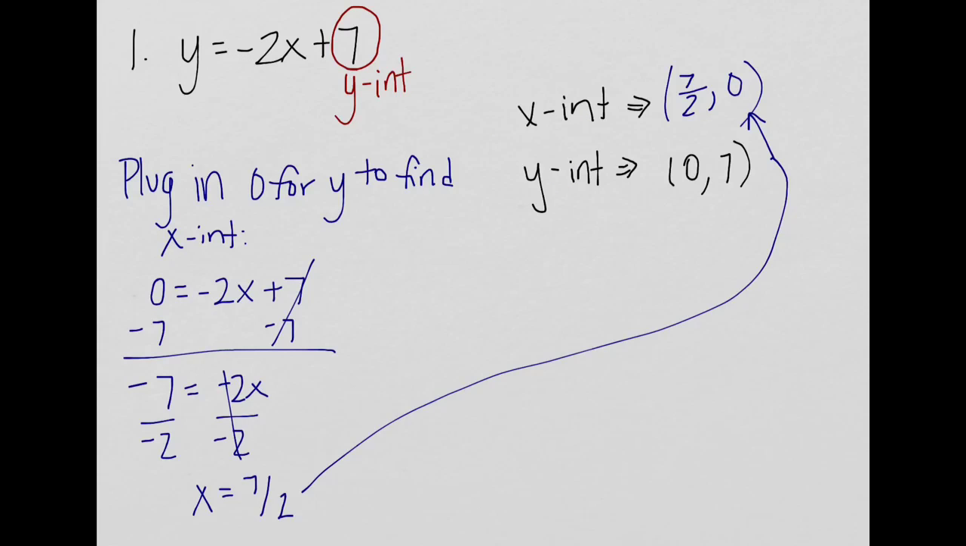Alright, here are your answers. Number 1, y equals -2x plus 7. This is already in slope-intercept form, so remember, I've circled what your y-intercept is. It's the b in this formula. So we already knew that our y-intercept was (0, 7), so I went ahead and wrote that down.